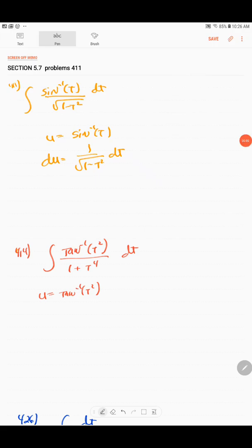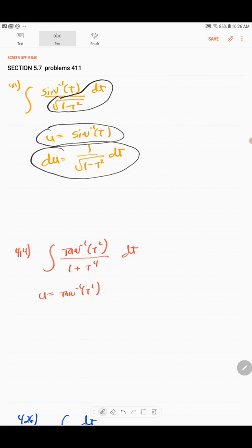Okay, here's three problems from section 5.7 we're going to look at. 411 looks really daunting, but if you pick the correct value for u, it falls right out kind of nicely. Notice if you pick u equals the inverse sine, the derivative of that is 1 over the square root of 1 minus t squared dt.